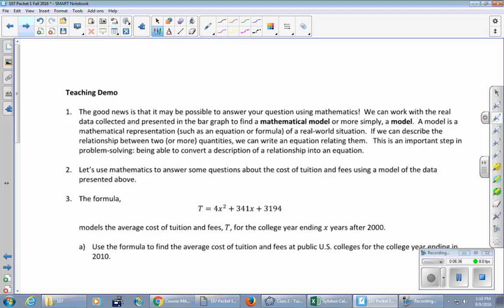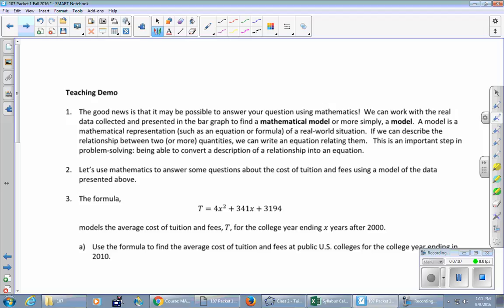Okay, so the good news is it may be possible to answer your questions using mathematics. We can work with the real data collected and presented in the bar graph to find a mathematical model, or more simply a model. A model is a mathematical representation, such as an equation or formula, of a real world situation. I'll say again, for us, a model is very often going to be an equation. Model, equation.